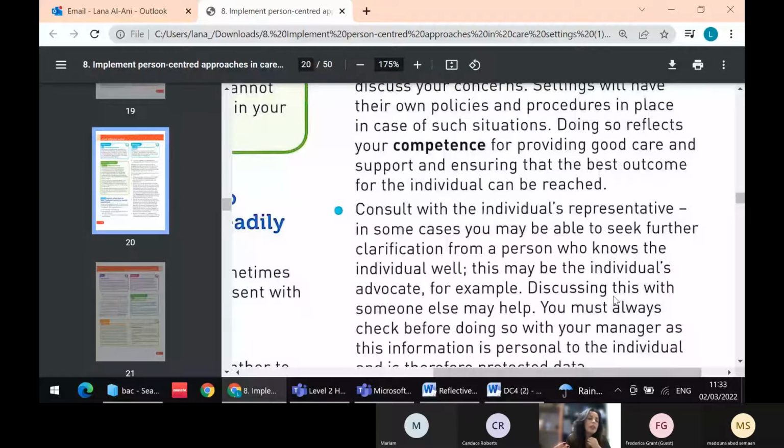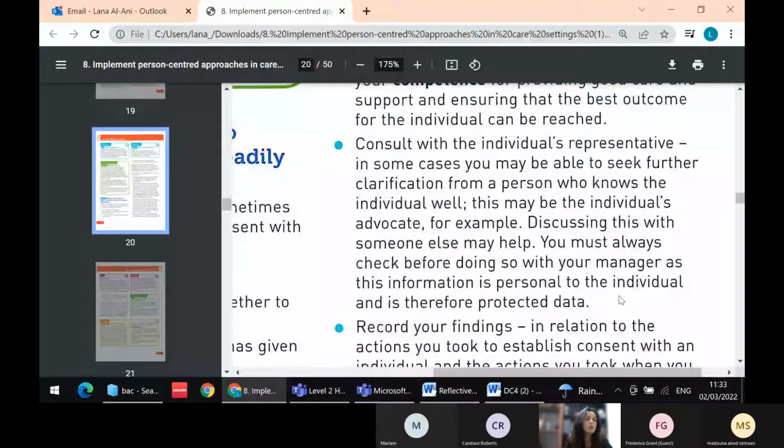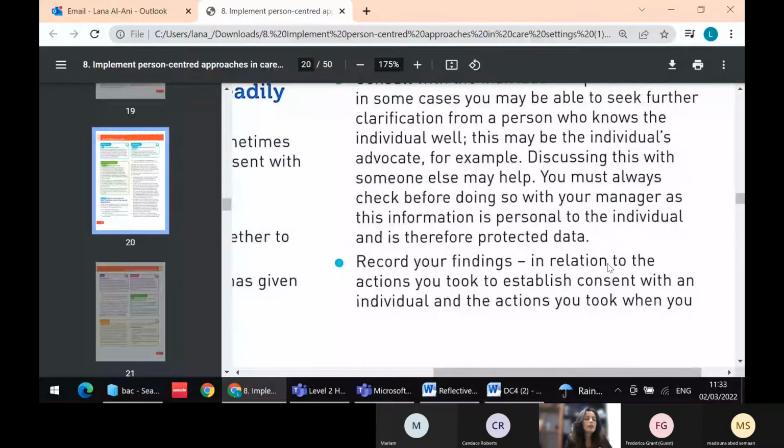giving his consent. You go and check with the manager what he did with the information you provided. Did he do anything with it? Was the action taken, or will you be asked to take it? And then you need to record all these findings related to the action you took to establish consent with the individual. So you need to write all these actions one by one, and what happened, when that happened, the date as well. Why? Because anything could happen later on.